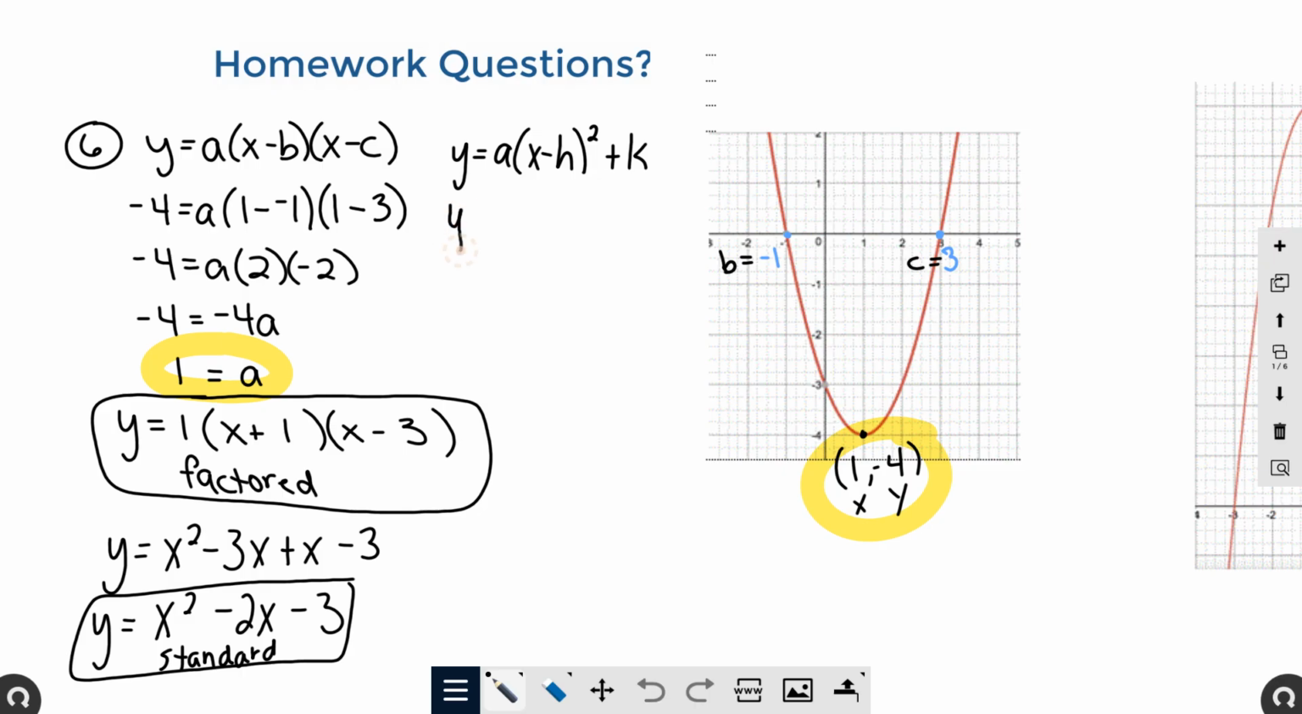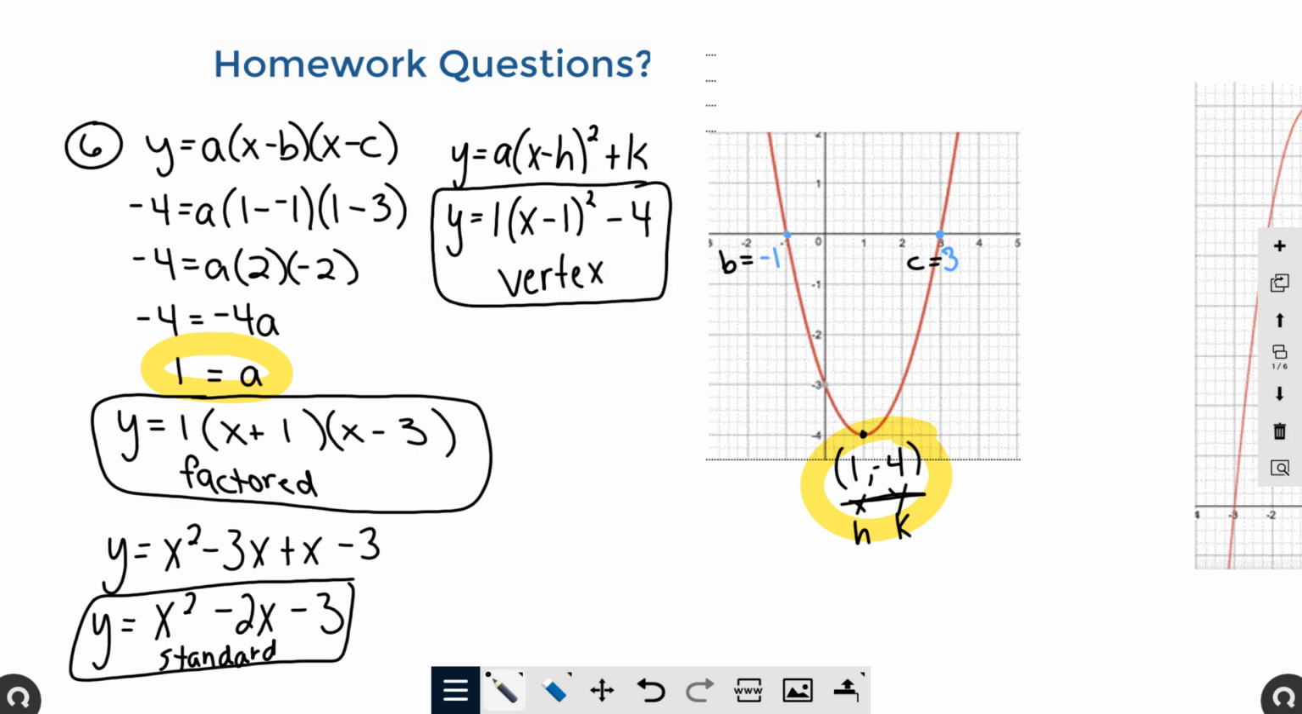So y and x will stay. A is 1. And now instead of using this as xy, we're using this as our hk. So h is 1. And k is -4. And there is our vertex form. So on the graphs, once you solve for A, then it's just plugging into the equations. So you don't have to go again and try to use complete the square. You just plug in.